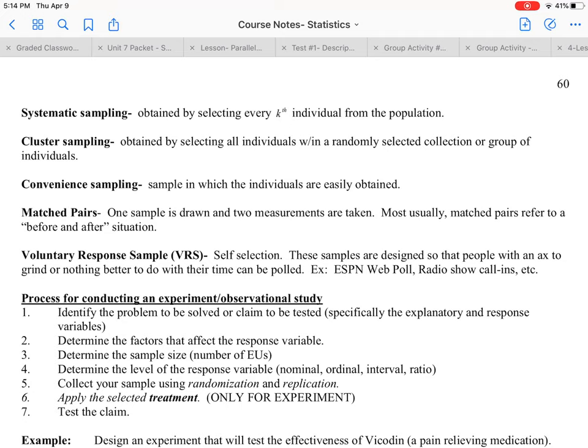So it's debatable. Matched pairs: you have one sample, and two measurements are taken. In the case of matched pairs, it's pretty easy to identify. It's just a before and after. Say I want to make a determination of whether or not this training regimen that I'm using is going to improve my one mile time.